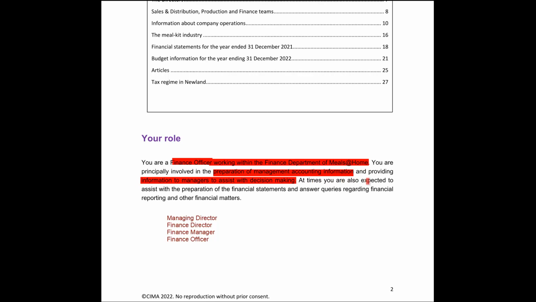At times, you are also expected to assist with the preparation of financial statements. So there's your F1 topics coming into that one: preparation of financial statements, financial accounting, and answer queries regarding financial reporting and other financial matters. So those are the kind of responsibilities that you are tasked with in this role, and it could give you an idea of the kind of questions that come up, the kind of things that you're going to be asked to carry out in this exam.